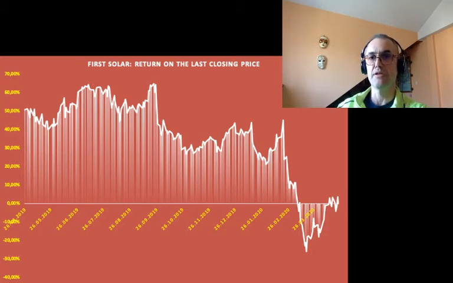It is a company that I have been observing for quite a few years now, because scientifically one of my interests is the field of renewable energies and the business of renewable energies. First Solar is active in photovoltaics, in the solar business. Now, what does this graph represent? I take the stock prices of First Solar over the last year, over the last 12 months.